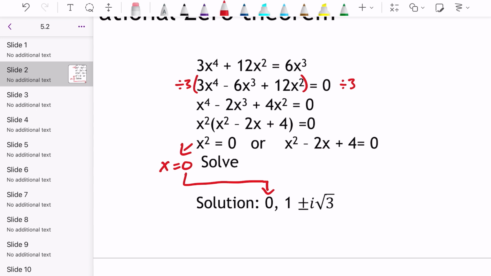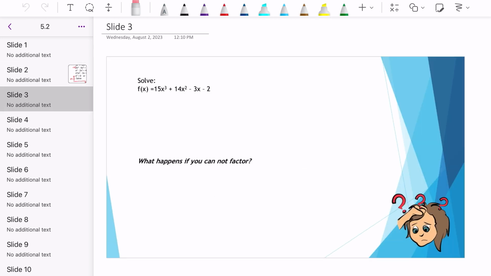In the second part, we have x squared minus 2x plus 4. In this case, because this does not break down, we would go ahead and set it equal to 0. As we start moving over our terms, we will eventually get this part of our equation to give us the remaining part of 1 plus or minus i times the square root of 3. So let's go ahead and take a look at our first equation.